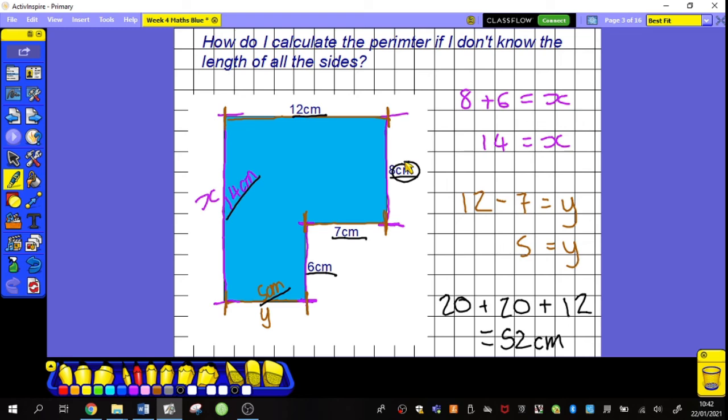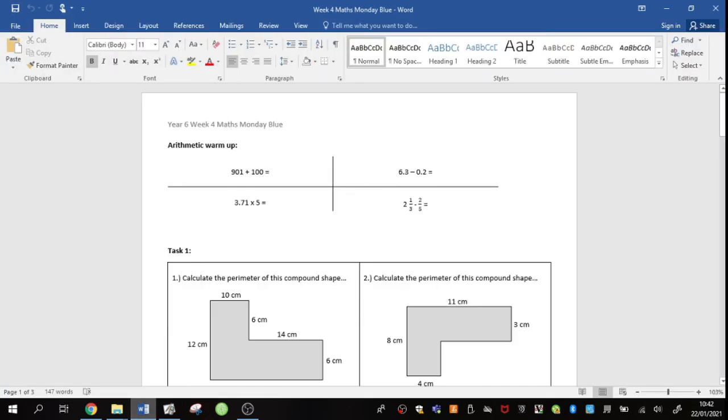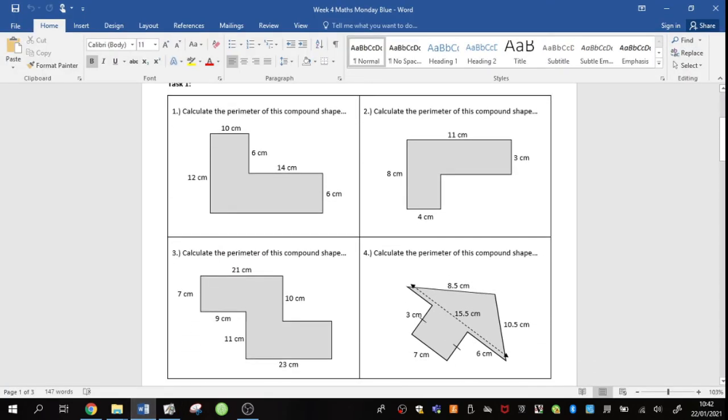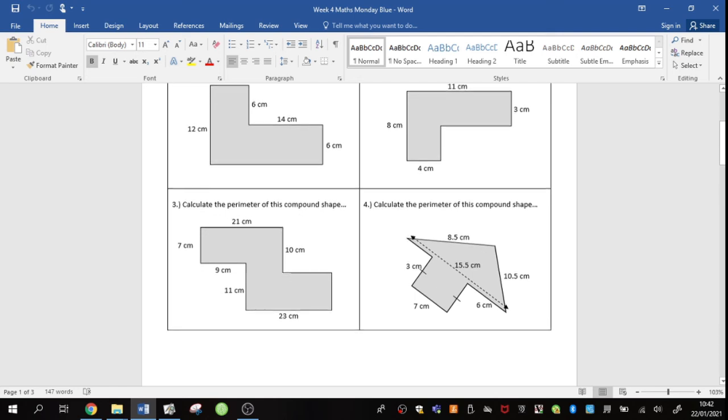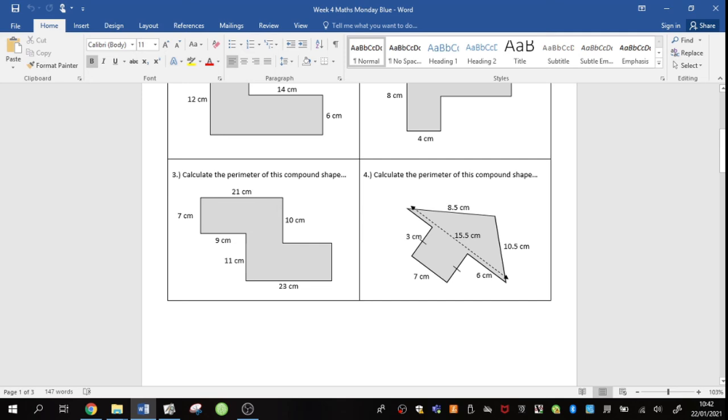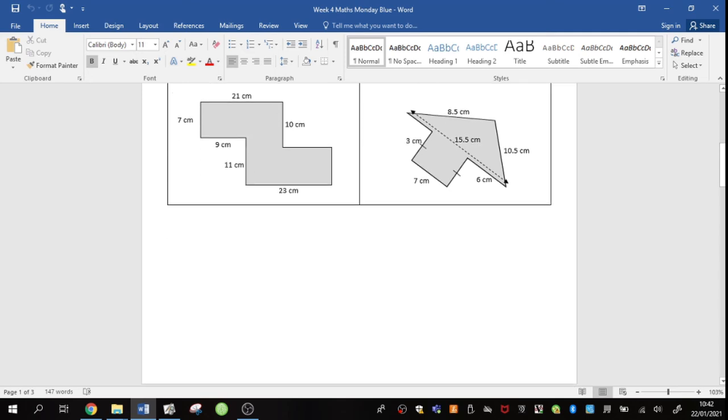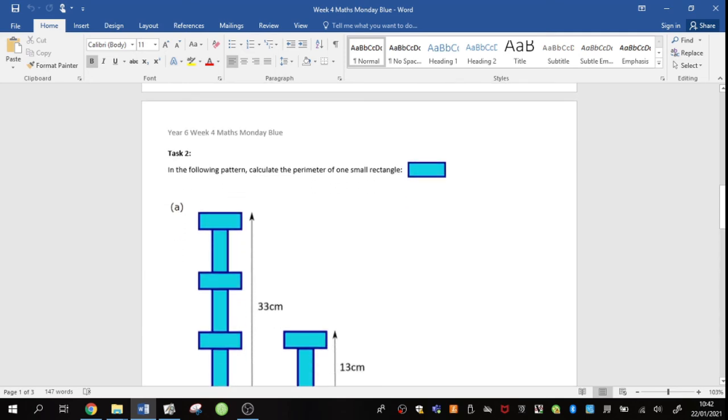Your task today, nice and simple, calculate the perimeter of these compound shapes. They get a little bit tricky, number 3 and 4, getting you to think in slightly different ways. Number 4 is quite interesting.